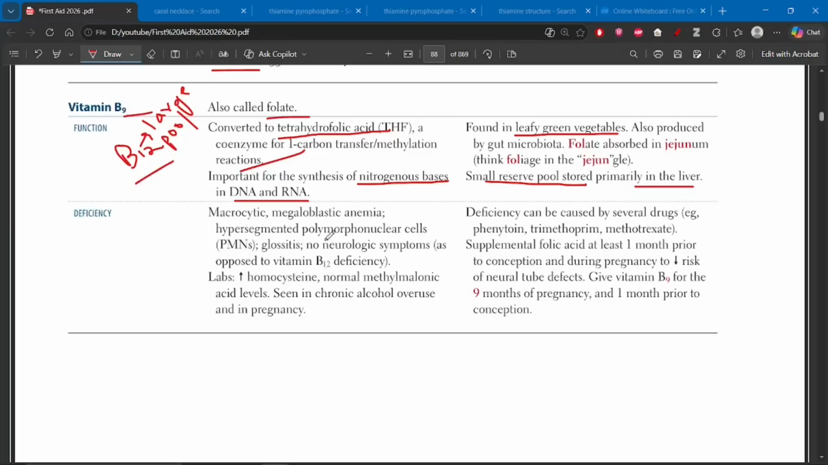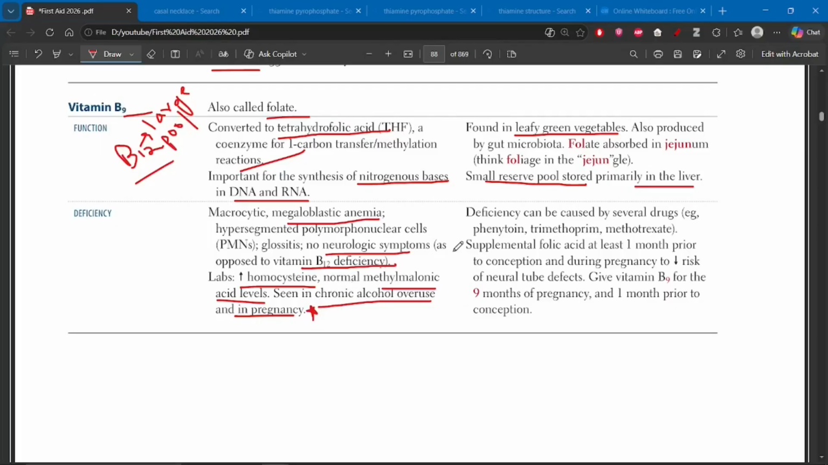Deficiency can lead to megaloblastic anemia. This you all know. Hypersegmented polymorphonuclear cells, leukocytosis. There will be no neurological symptoms, as opposed to vitamin B12 deficiency. Homocysteine is going to increase, but the methylmalonic acid is going to stay the same, whereas this increases in vitamin B12 deficiency. This can be seen in chronic alcohol overuse. One thing I would like you to remember mostly is chronic alcohol overuse and pregnancy. Both of them can cause B9 deficiency.